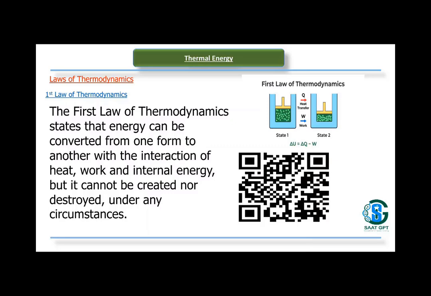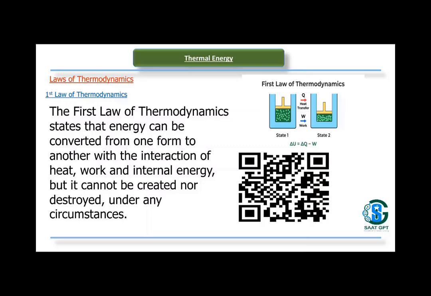The first law of thermodynamics says that energy can be converted from one form to another form. The first law of thermodynamics is talking about the conservation of energy. Energy cannot be created or destroyed, but can be transferred from one form to another form. So, energy can be converted from one form to another with the interaction of heat, work, and internal energy, but it can't be created or destroyed.